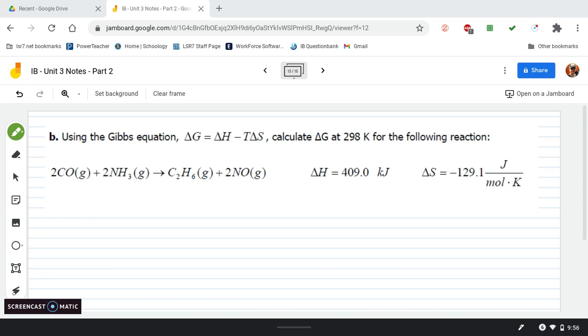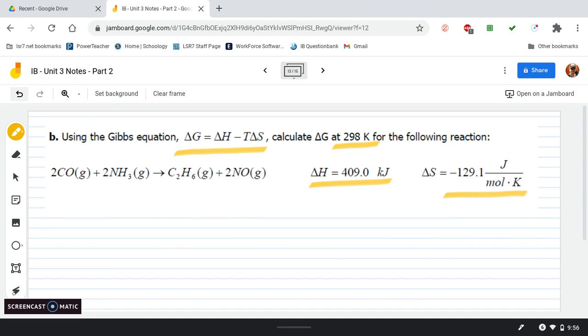Okay, so here's the one you guys tried. You can see our formula is right there, and here's our temperature. Here's our delta H. Here's our delta S. Now, this one's a little easier because they gave you delta S. You didn't have to solve for it. Like the problem that I did before this, I had to solve delta S from the chart. They gave it to you.